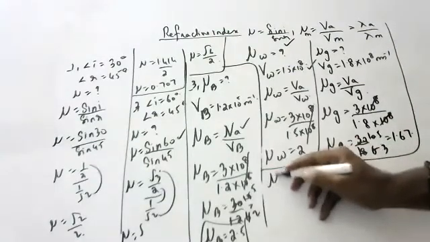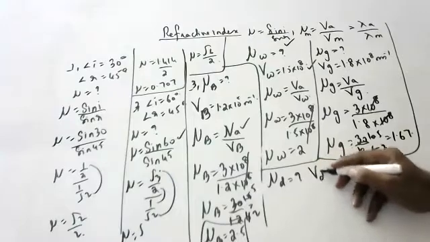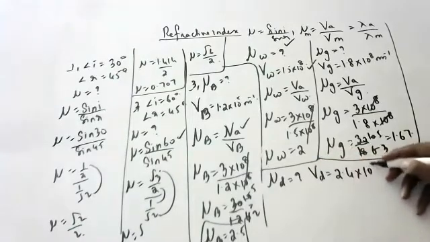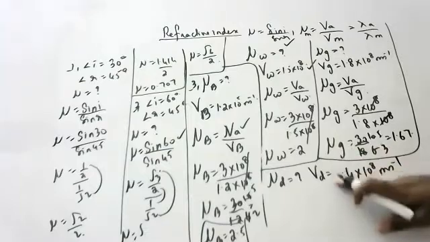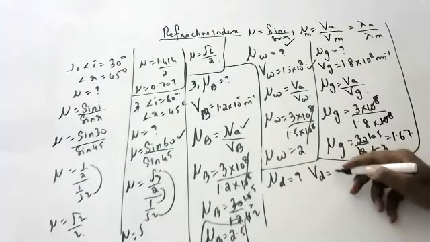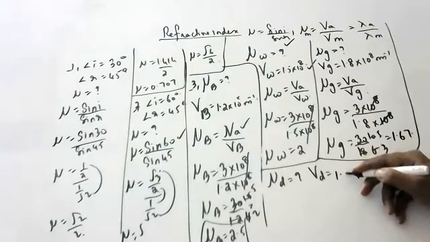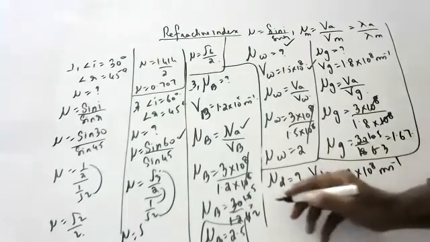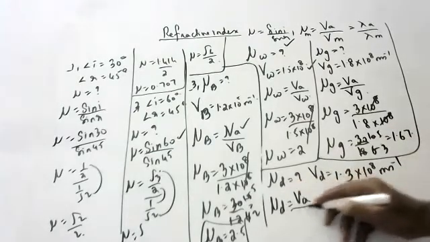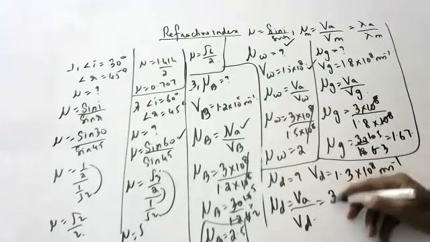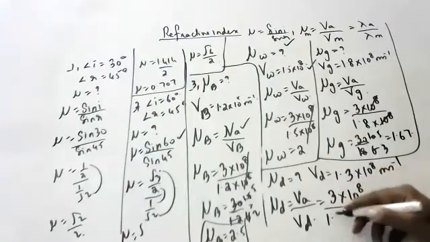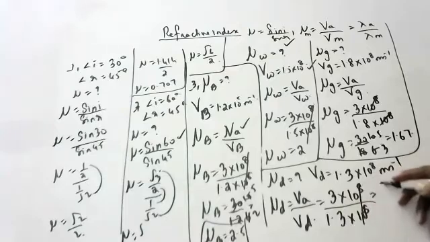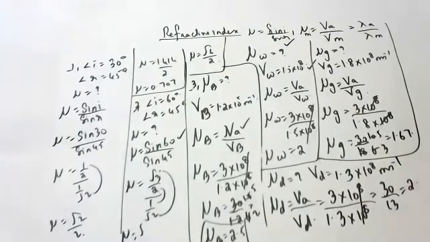Suppose you didn't understand, one more. What is the refractive index of diamond if the velocity of light in diamond is, suppose, 1.3 into 10 to the power of 8 meters per second? What is the formula? Velocity of light in air by velocity of light in diamond. Velocity of light in air is 3 into 10 to the power of 8. Velocity of light in diamond is 1.3 into 10 to the power of 8. So 30 by 13 is approximately 2.3. The refractive index of diamond is 2.3.